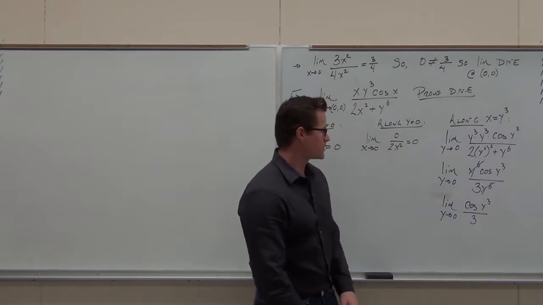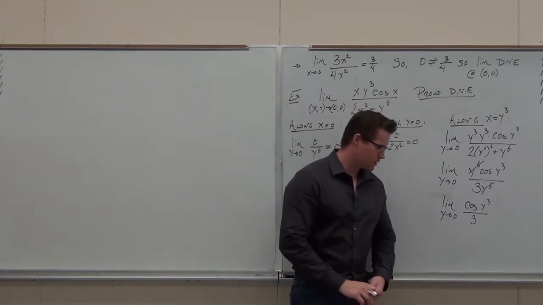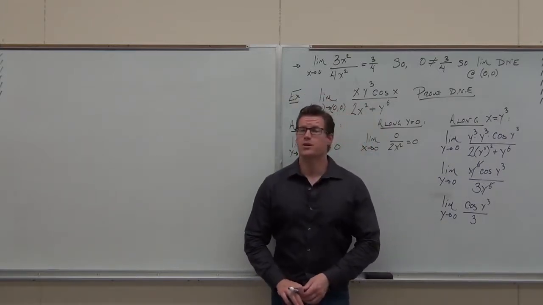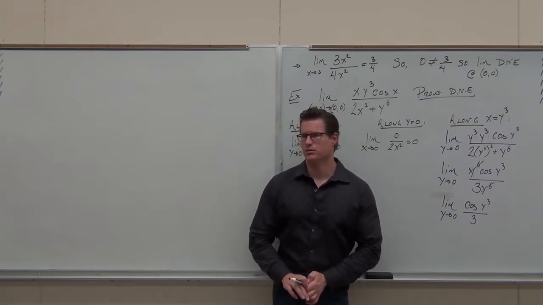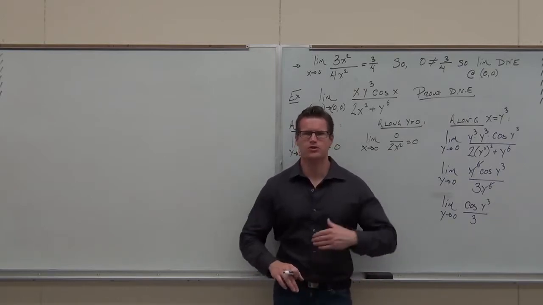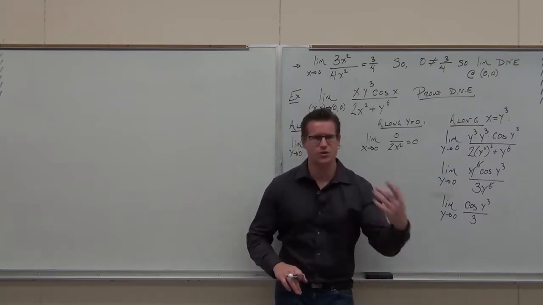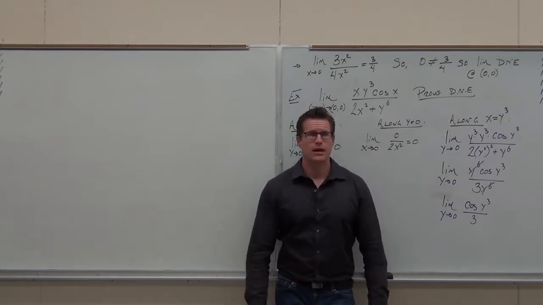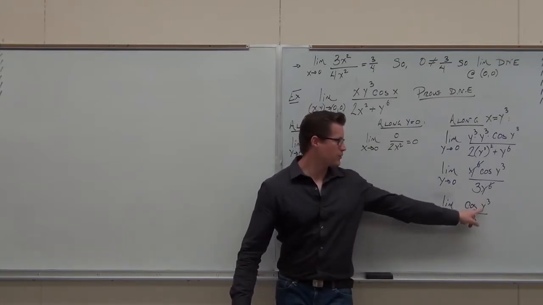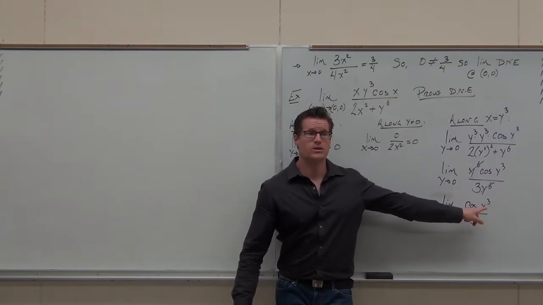So we're left with cosine y to the third over 3. What do you do every time in Calc 1 when you do anything with a limit? What do you try over and over and over again? What should you try now? Plug it in. Hey, what's y to the third if y is 0? 0. What's cosine of 0?